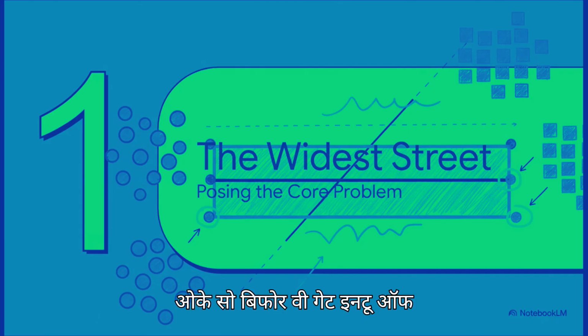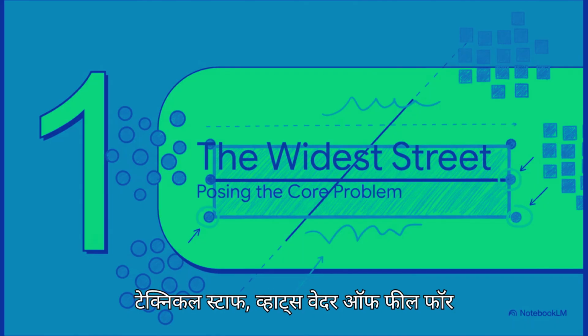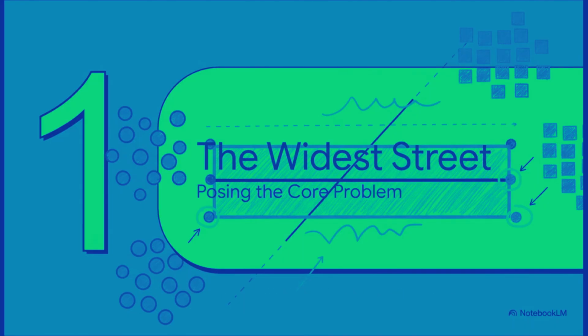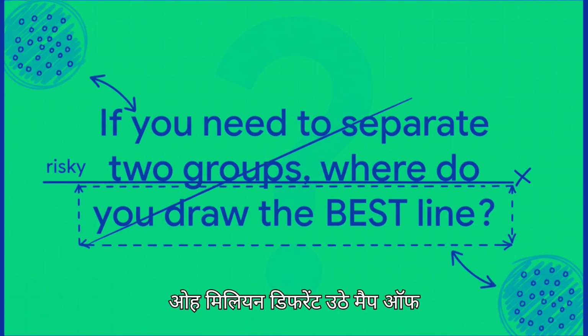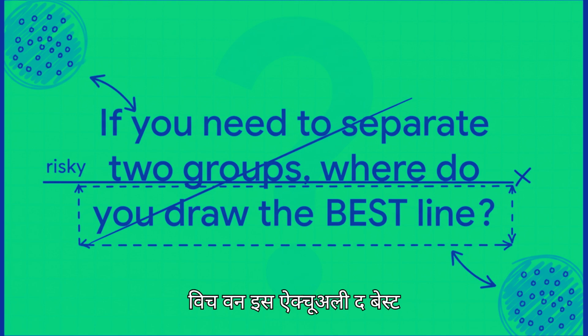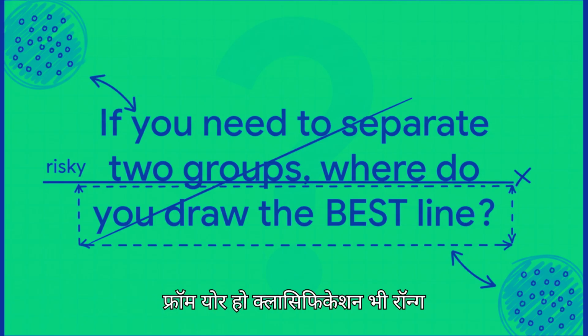Okay, so before we get into all the technical stuff, let's really get a feel for the fundamental problem that SVMs were created to solve. Take a look at this. We've got two clusters of dots, right? You and I, we could draw, I don't know, a million different lines to split them up. But which one is actually the best one? Think about it. A line that just barely scrapes by one of the groups feels kind of risky, doesn't it? One new piece of data comes along and boom, your whole classification could be wrong. And that exact challenge is what SVMs were built for.